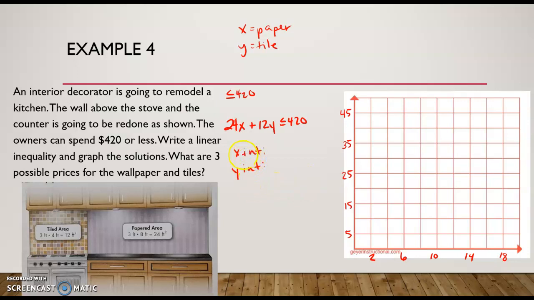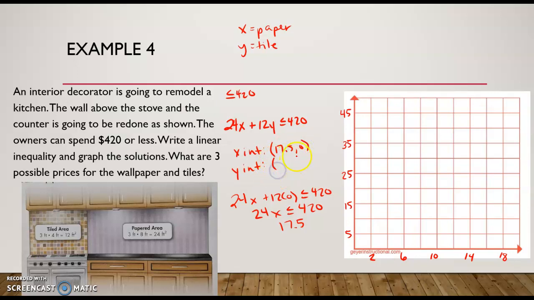Because when it is 0 over there, then they're both 0, and that gets confusing. All right, so remember to find our x-intercept, we're making y 0. So I'm going to do 24x plus 12 times 0, and that's got to be less than or equal to 420. And so now I've got 24x is less than or equal to 420. I'm going to divide both sides by 24, and 420 divided by 24 is 17.5. And so my x-intercept is going to be the point 17.5 comma 0.